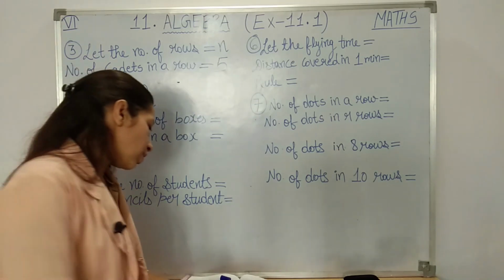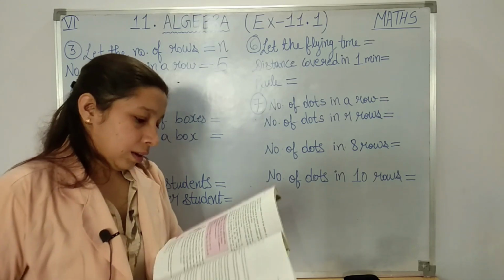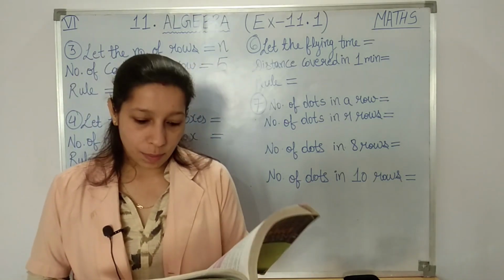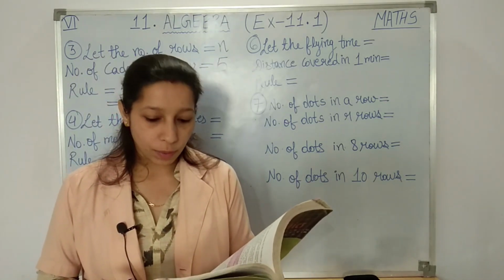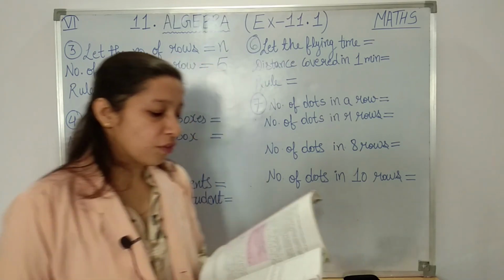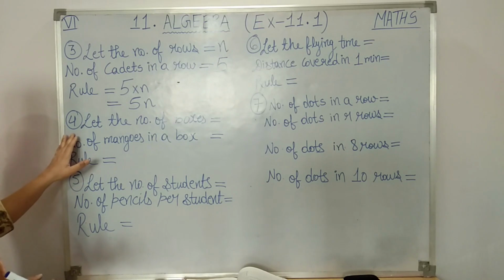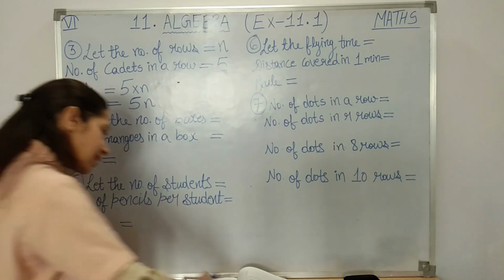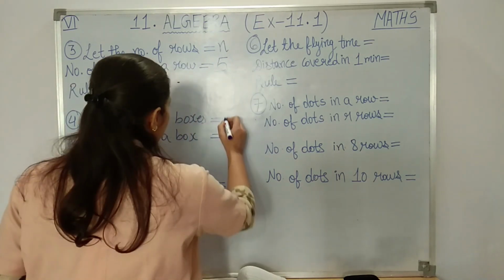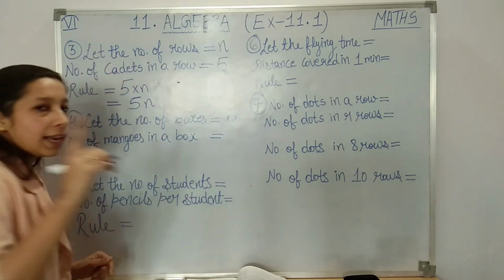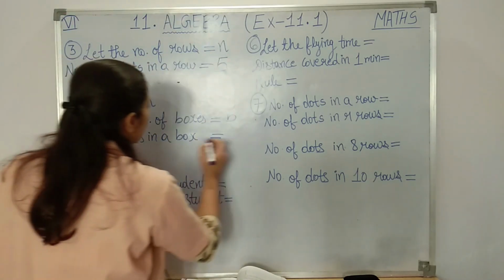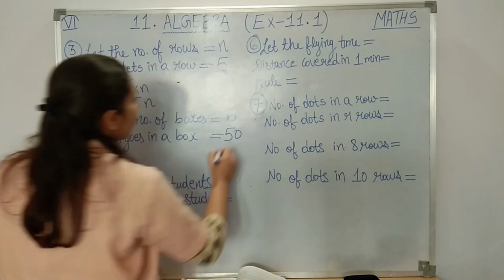Let us see the next question, students. If there are 50 mangoes in a box, how will you write the total number of mangoes in terms of the number of boxes? Use B for the number of boxes. See the solution number 4. Let the number of boxes, as given in the hint, be B. Then in one box there are 50 mangoes. So number of mangoes in a box is 50.